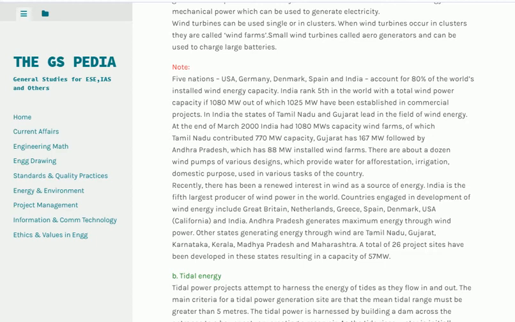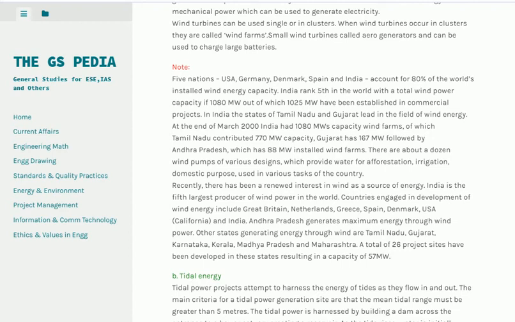There are about a dozen wind pumps of various designs, which provide water for afforestation, irrigation, domestic purposes, used in various tasks of the country. Recently, there has been a renewed interest in wind as a source of energy. India is the 5th largest producer of wind power in the world. Countries engaged in development of wind energy include Great Britain, Netherlands, Greece, Spain, Denmark, USA, California and India.